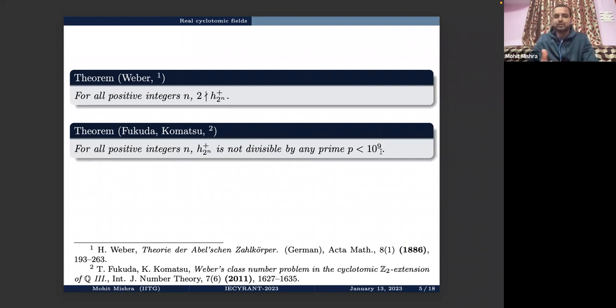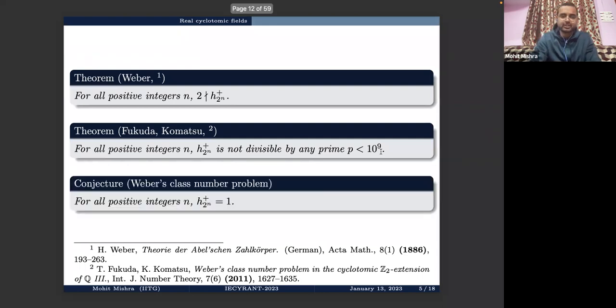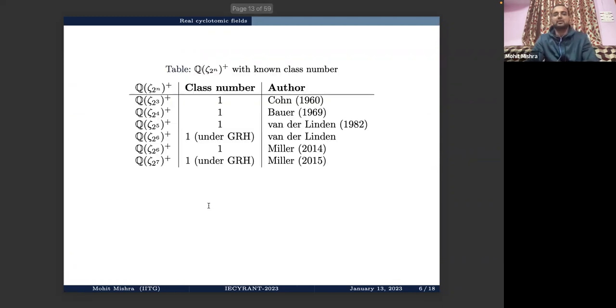Related to the class number of this Q(zeta_{2^n})^+, we have a very well-known famous conjecture known as Weber's class number conjecture or problem, which says that the class number of Q(zeta_{2^n})^+ is exactly equal to 1. Now, Weber himself verified this conjecture for n equal to 1 and 2. That means Weber proved that h_2^+ and h_{2^2}^+ are equal to 1.